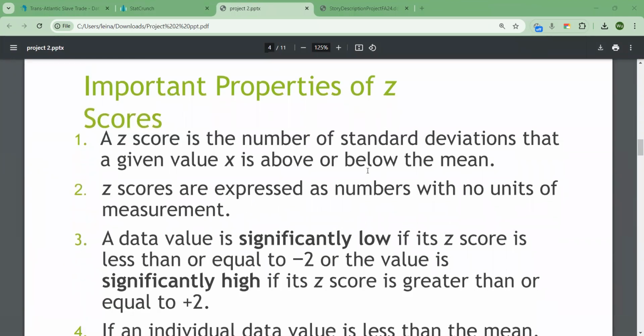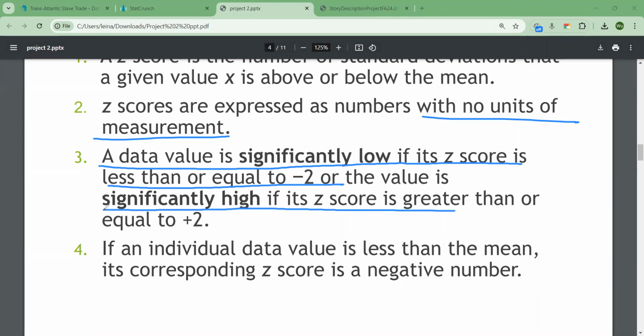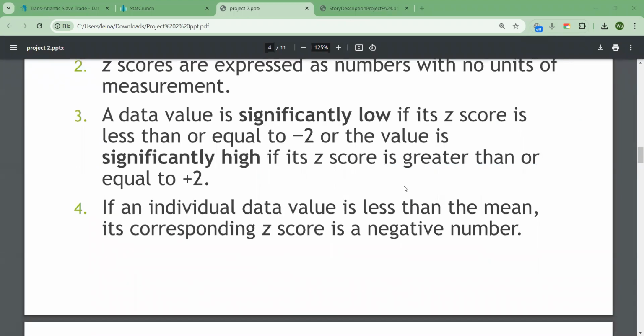Important properties of the z-score. A z-score is how many standard deviations x is above or below the mean, and that's how you interpret the z-score. A z-score is a number without any units. No units with the z-score. It's just a simple plain number. A data value is significantly low if the z-score is less than or equal to -2. It's significantly high if the z-score is greater than or equal to +2. So 2 standard deviations below the mean or 2 standard deviations above the mean. If z is negative, then the data value will be less than the mean.